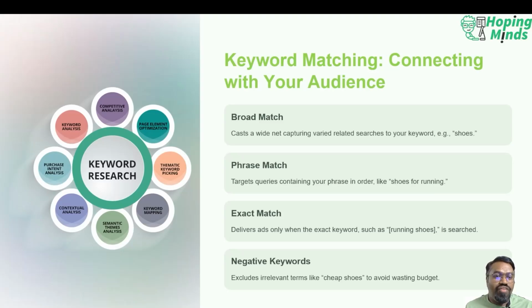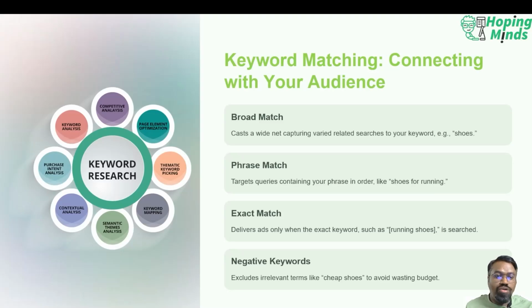There is something called phrase match, which targets queries containing your phrase in order, like shoes for running, right? So this becomes a phrase match. If we are putting these kinds of phrases, then your link should come on top. Our main objective should be that people click on that link and then take a certain action, right? Next is exact match.